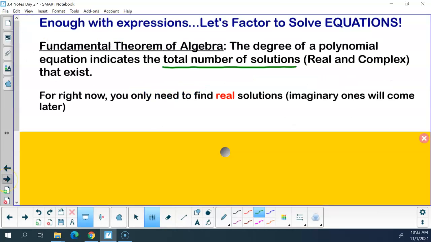Now you're saying, what's a solution? It's an answer. It's a zero. It's a root. Those are the 4 different ways that we see it. Are we going to be graphing? No, but we can. For right now, until next week, we're just going to deal with the real ones. After that, we'll get into the imaginary. I'll give you a little bit of it today, just to see how it goes.